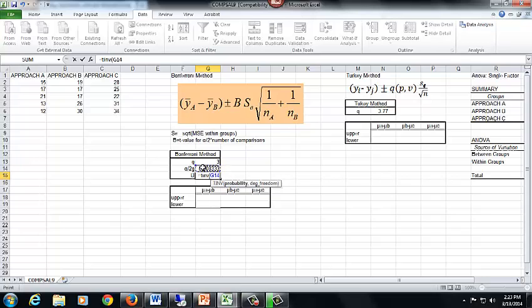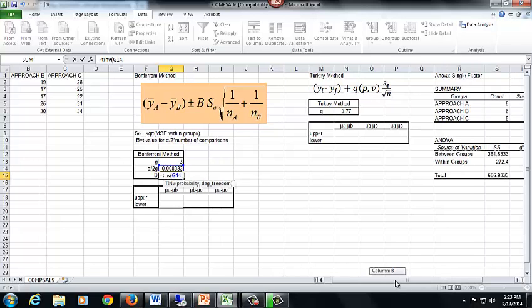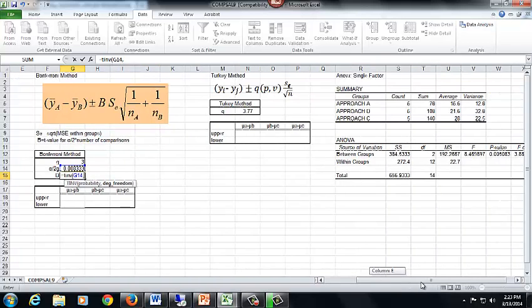This probability, comma, and I'm going to go over here for the number of comparisons. So the T value for alpha over 2 times the number of comparisons. So that's the T value for that 0.833%. So that's going to be that probability. And then my degrees of freedom is going to be my degrees of freedom within groups. That's going to be that 12 there. So I'm going to come up with a B value here of 3.15.